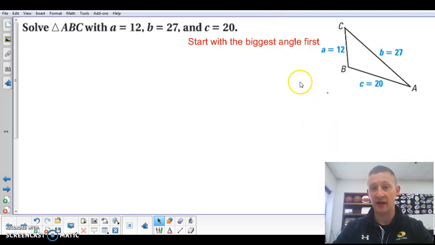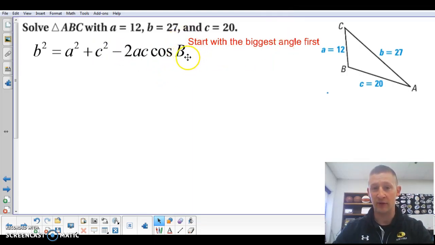One hint for you is that as you find the angles, I would start with the biggest angle first, just to make sure that when you do the arc cosine part of it, you don't come up with something a little bit weird. Usually we're safe if we go with the biggest angle first, okay? So the biggest angle here is angle B. So of the three different options I have for the law of cosines, I'm going to choose the one that's got angle B in the formula. So B squared equals A squared plus C squared minus 2AC times the cosine of B.